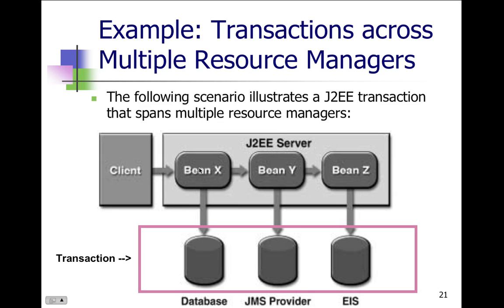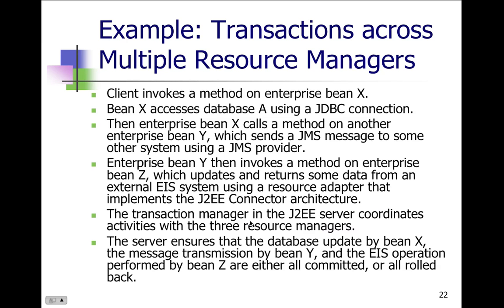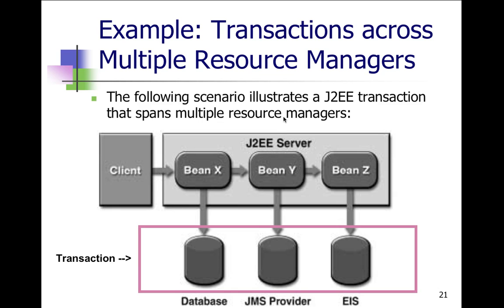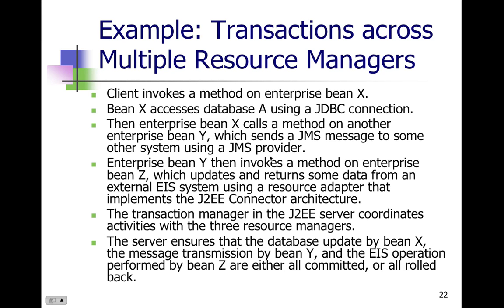So bean X is talking to bean Y, talking to bean Z, also talking this way. So the beans themselves are talking together. The transaction manager of the Java 2 EE server coordinates activities with the three resource managers. The resource managers are the beans that are managing the access to that resource, and then the transaction manager is the tiering in terms of the servlet environment or the server that we have it all put on.